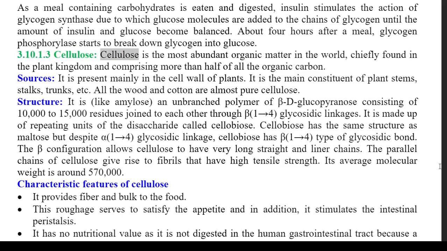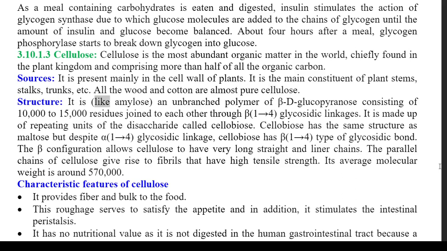3.10.1.3 Cellulose. Cellulose is the most abundant organic matter in the world, chiefly found in the plant kingdom and comprising more than half of all the organic carbon. Sources: it is present mainly in the cell wall of plants. It is the main constituent of plant stems, stalks, trunks, etc. All the wood and cotton are almost pure cellulose.